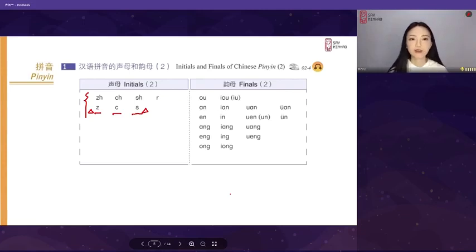Now let's move on to finals. You can see there are many finals here. First one is o. Read after me, please. O. O sounds like the English letter O. Next one is yo. Try to pronounce i first and then put o after it, and read them quicker and quicker. You can get a yo.